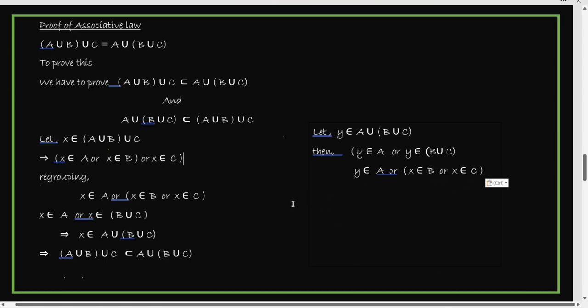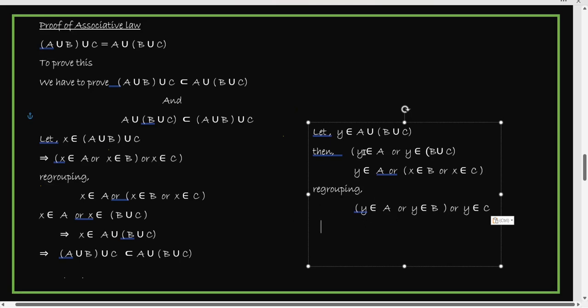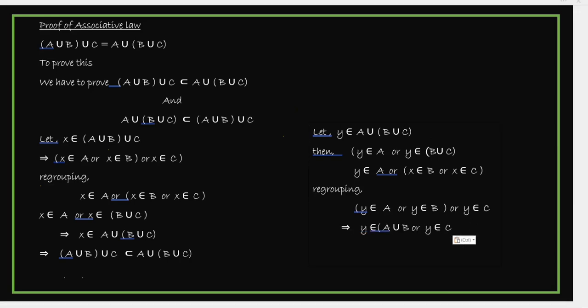Now again the same procedure. Regrouping, we get y belongs to A or y belongs to B. These two we are grouping together, and or y belongs to C. By definition this is A union B, or y belongs to C, that is A union B within brackets union C. So after regrouping, we get y belongs to A or y belongs to B or y belongs to C.